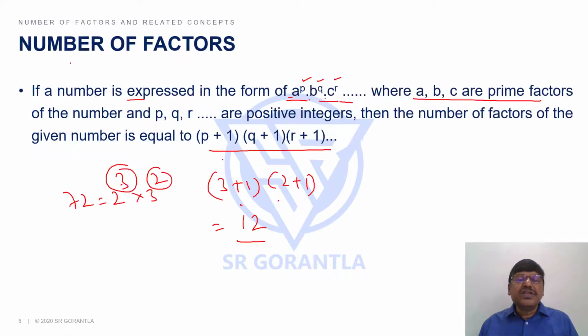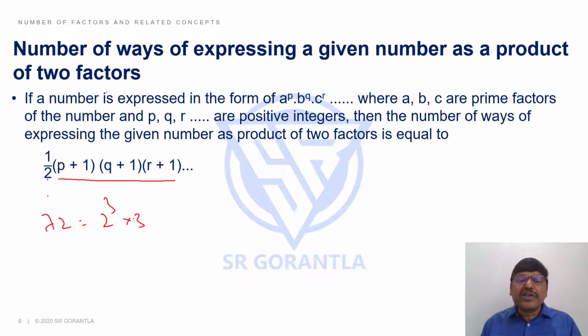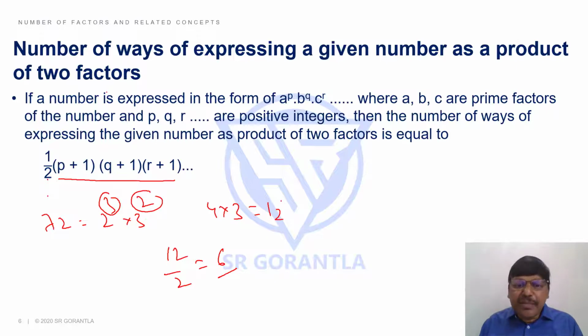So this is the formula to find number of factors. Once you have the number of factors, the number of ways of expressing it as product of 2 factors is nothing but number of factors by 2. 72, if I take, you said 2 cube into 3 square, you said 4 into 3, 12 factors are there. How many ways I can express it as product of 2 factors means 12 by 2, 6 ways. Only thing is if the number of factors is odd, then you should be a little careful.